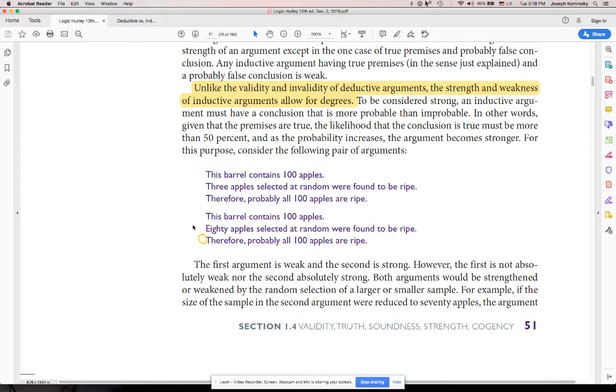I got a barrel that contains 100 apples. I pick 80 apples, and therefore I'm concluding probably all 100 are ripe. Now, on its own, this is a good argument, right? It's cogent. If you allow the premise is true, the conclusion follows. How can you make it stronger? Yes. You might be thinking 90 apples or 95 or even 99. And again, you're getting the degrees of probability even higher. So inductive reasoning, the bottom line for this is you want the more statistical data you have, the better. I mean, the more the merrier.